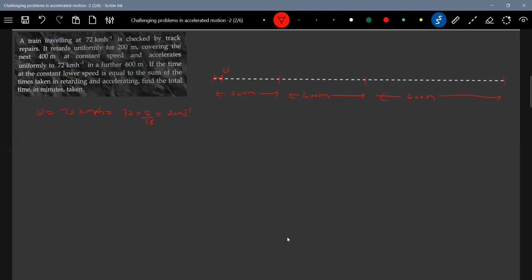It will retard. It will enter here with a uniform speed. The train will then accelerate. Finally, it will acquire the speed U. This interval of time is T1.